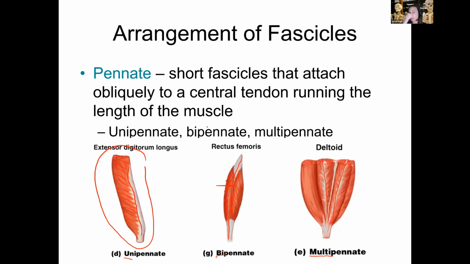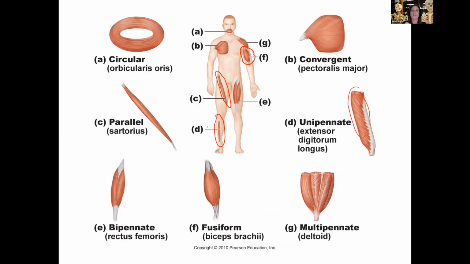Bipennate would be like the rectus femoris. So the rectus femoris is this muscle right here in the leg. It's a really big leg muscle. And that one tells you it's near the femur because it's femoris. Okay.